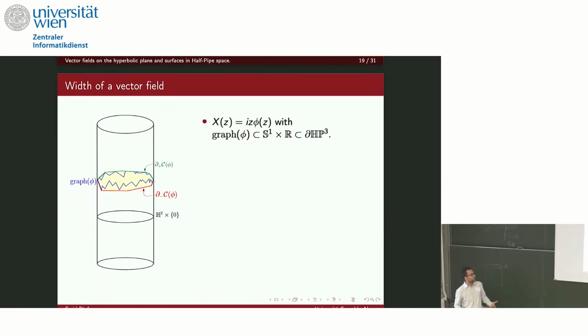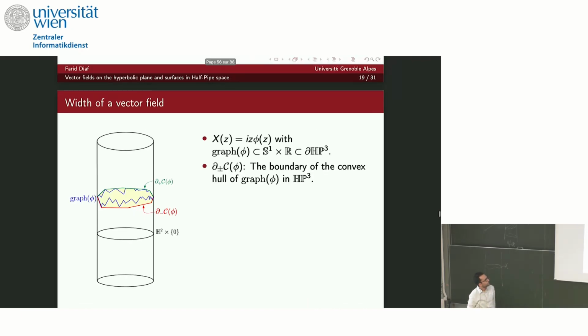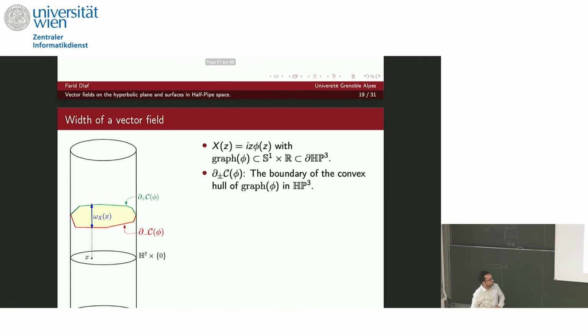So we take a vector field and we take the graph of this vector field. So it's a curve at infinity. We take the convex hull, and I take the boundary component of this convex hull. So the red surface and the green one. And then what is the width?